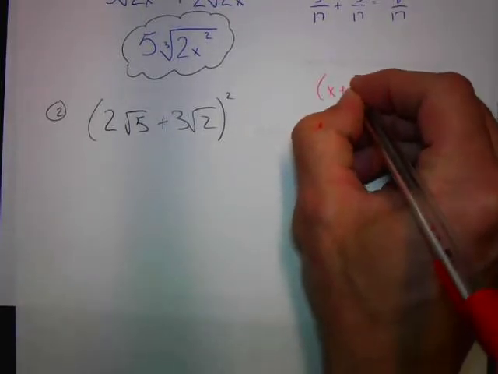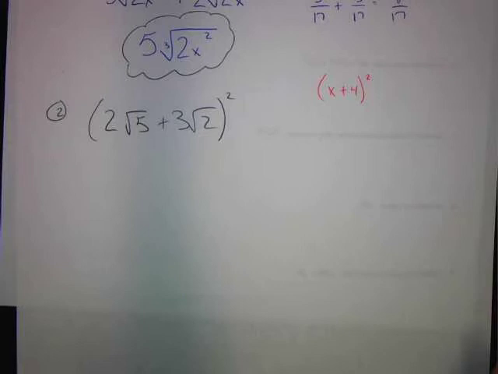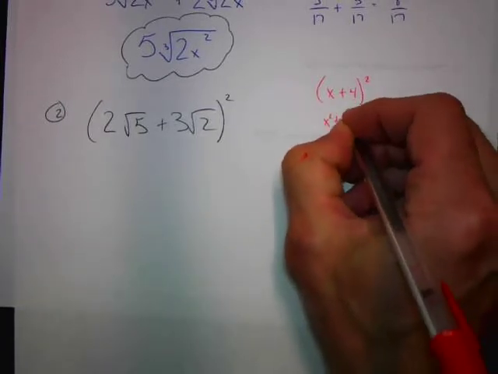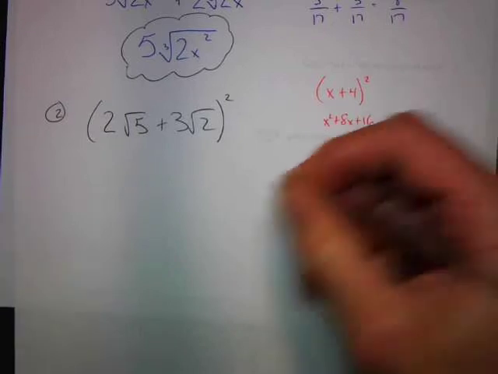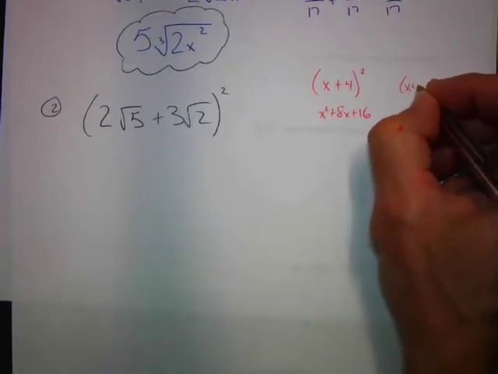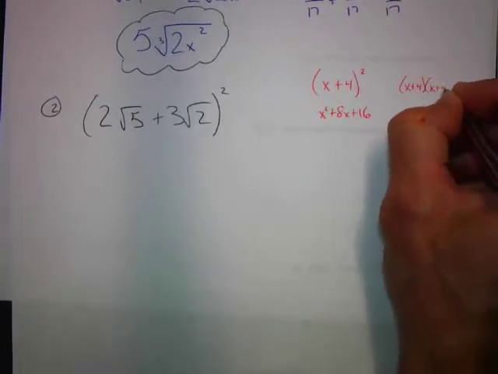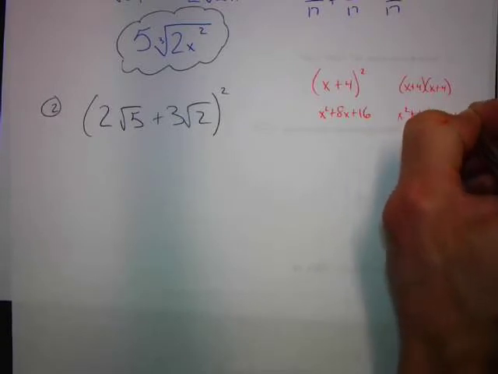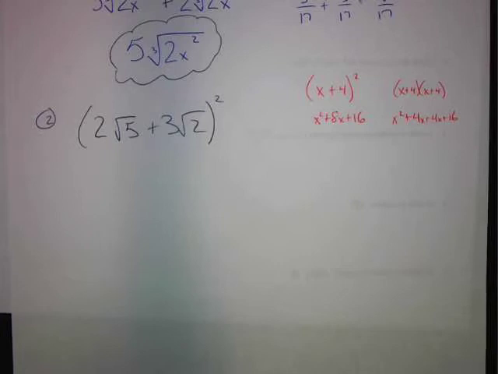If we had x plus 4 squared, how did we address that? Right? That was x squared plus 8x plus 16. Or if you need to do it the long way, feel free. x plus 4 times x plus 4. x squared plus 4x plus 4x plus 16. Either way, we get to the same result. Okay, so we're using the distributive property or the FOIL method or what have you. And that is exactly what we're going to do here.